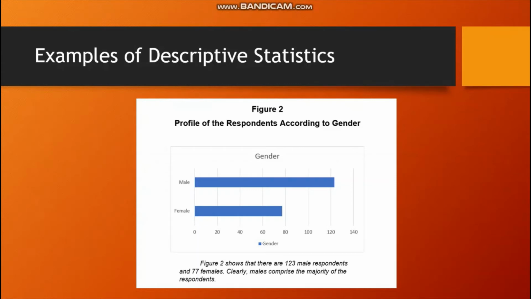So, basahon ta. Figure 2 shows that there are 123 male respondents and 77 females. Clearly, males comprise the majority of the respondents. So, kung na-observe nyo, may ara kita na yield nga meaningful information. So, ang meaningful information that nakita ta nga mas damo ang male kaysa sa female sa aton nga nagather nga data. So, that is descriptive statistics.